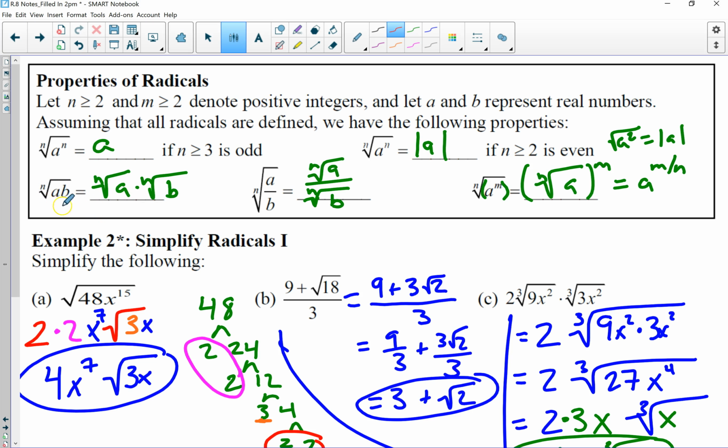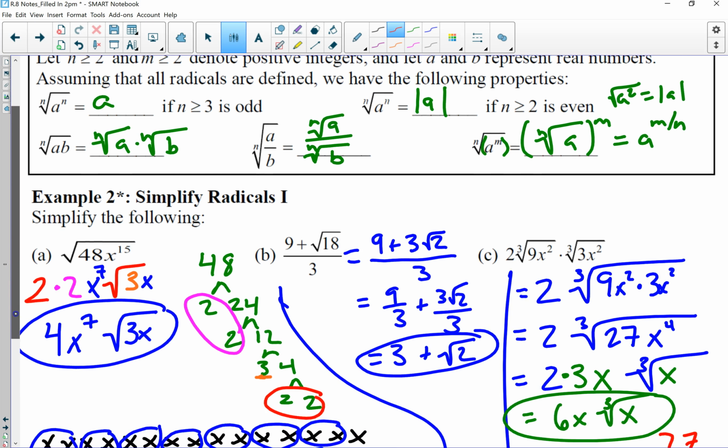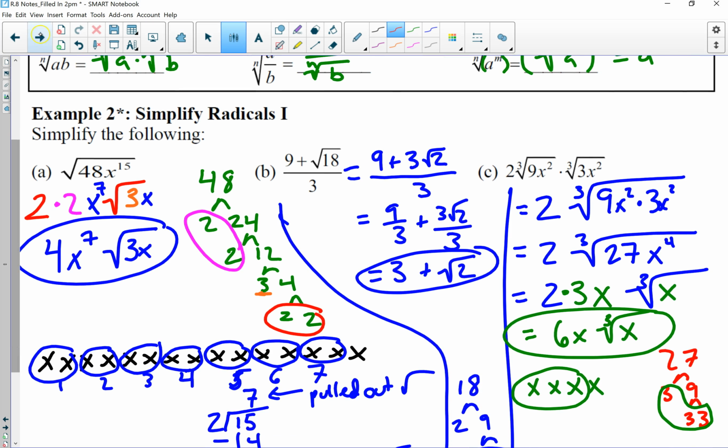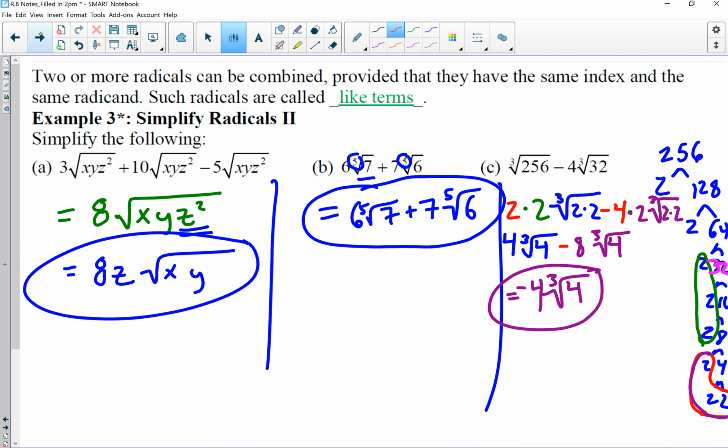If I do the root of two different items, we can break up the root. Same thing with division, and the order in which we apply the power and the root can be done in either order. So we looked a little bit at simplifying these roots. And also the fact that as long as we have like roots, meaning the same type of root with the same thing under the root, you can add them up essentially just like terms, adding the coefficients.